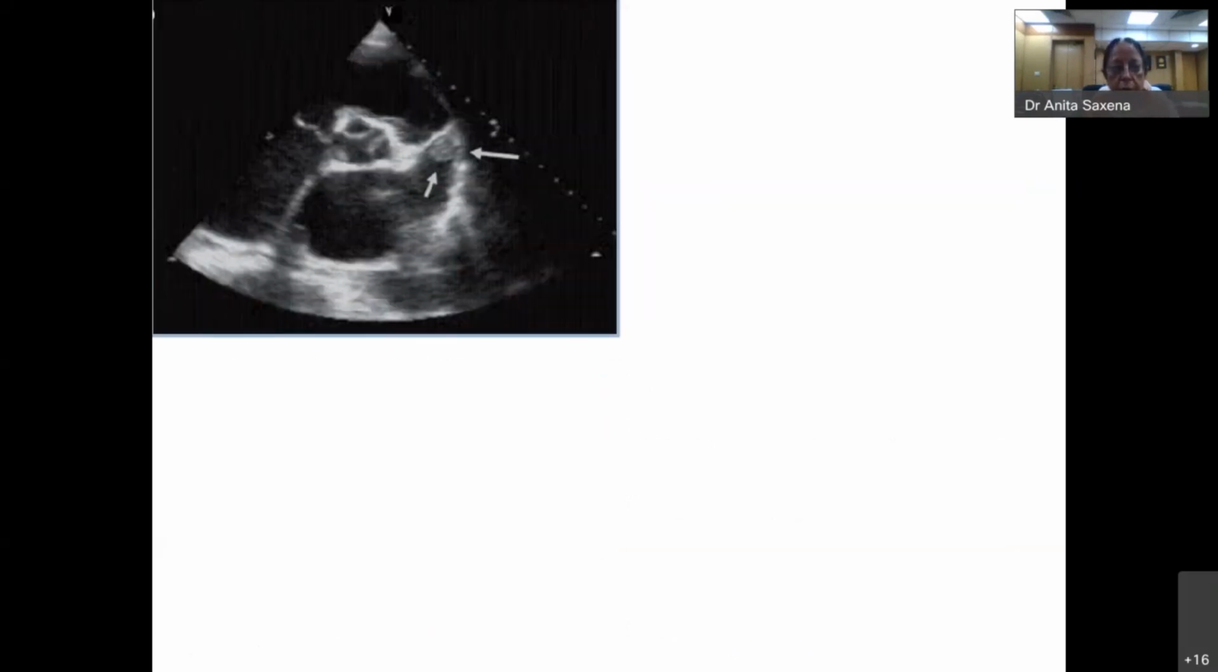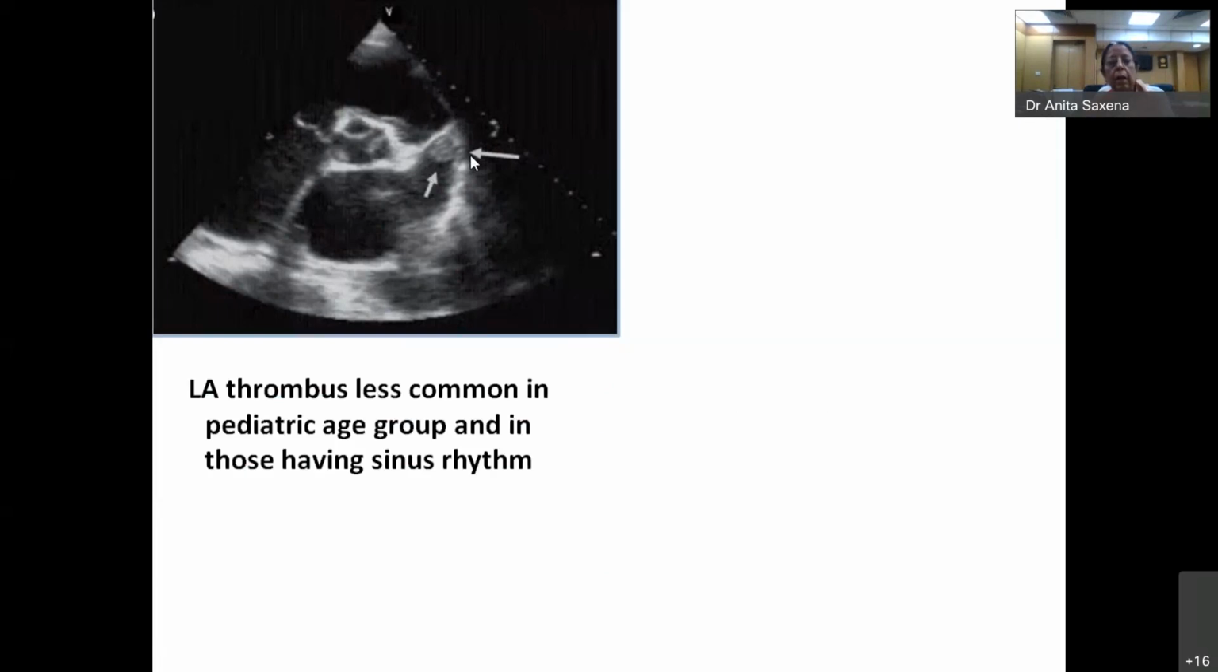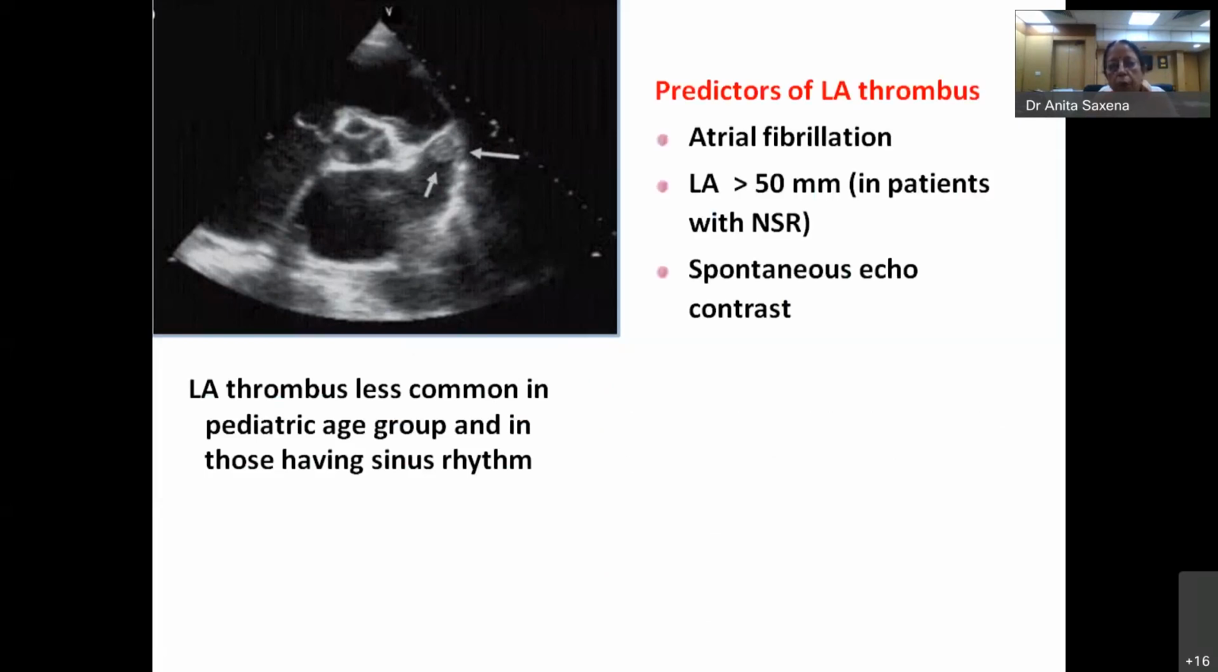What we also have to see in echo always is to look for an LA clot, because mitral stenosis is notorious for producing thrombus in the left atrial cavity, although it is less common in the pediatric age group and in those who are in sinus rhythm. Predictors of thrombus would be atrial fibrillation and a large left atrium. Those who have normal sinus rhythm are also predisposed to LA thrombus.